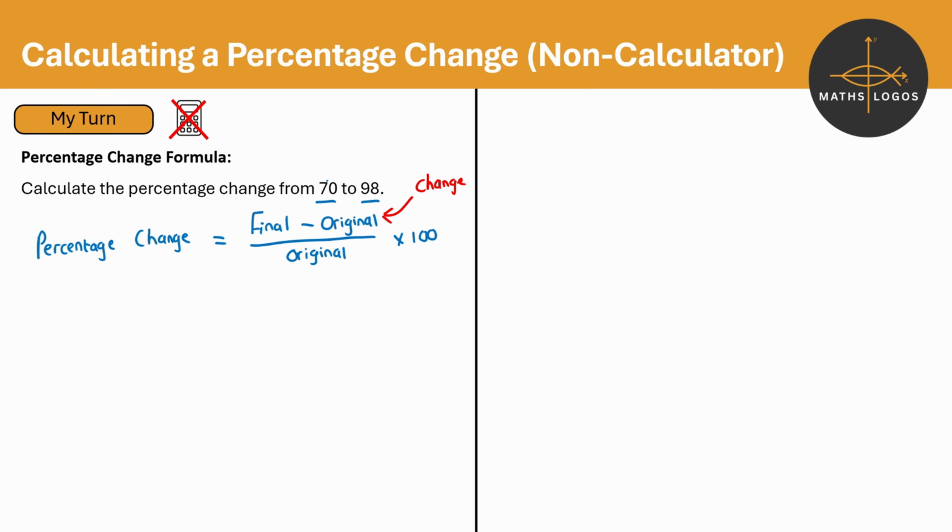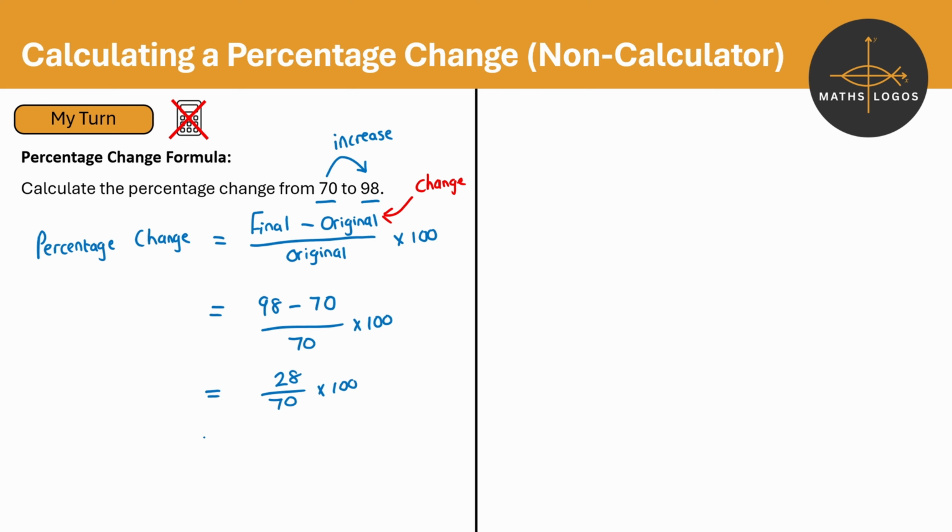In this question, we went from 70 to 98, so always good to get our common sense in early. It's going to be a percentage increase. My final value is 98. My original value is 70. And of course, on the denominator, I'm also going to have that original value of 70 multiplied by 100. 98 subtract 70 is 28 over 70 multiplied by 100.